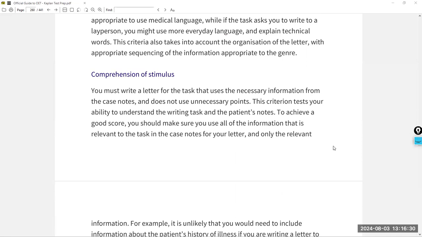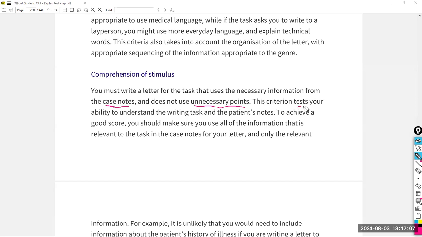Now about comprehension of stimulus. You must write a letter that uses the necessary information from the case notes. Please, I don't have to write every single detail in the case notes. I only need the information that is relevant in the case notes. I don't have to write everything, because in this way I would need 2 pages and the letter is going to be really long. So don't use unnecessary points, please.